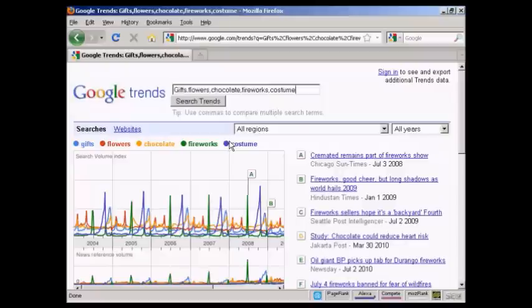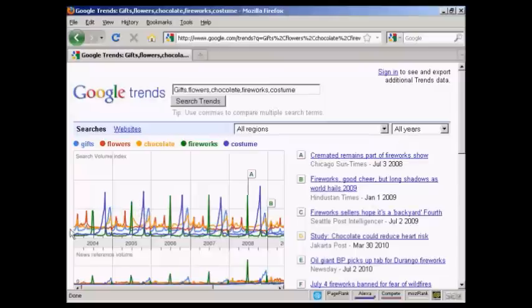Now, finding cyclical patterns in search volume data is very interesting, because it can tell you when you want to start marketing your product or service, when there's going to be a lot of demand. And you can also use Google Trends to search for more than one item at a time, and I'm demonstrating both here. We've got 5 search terms: gifts, flowers, chocolate, fireworks and costume.